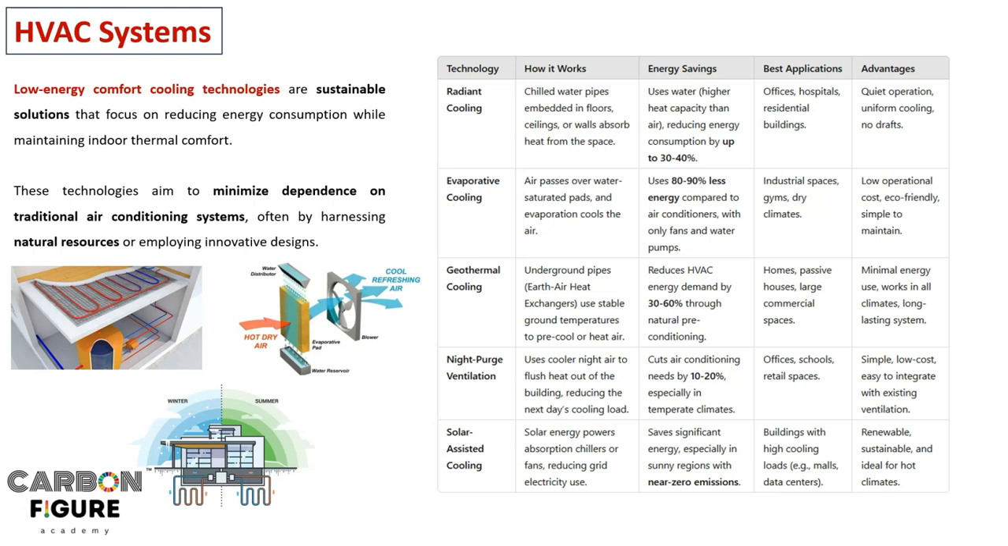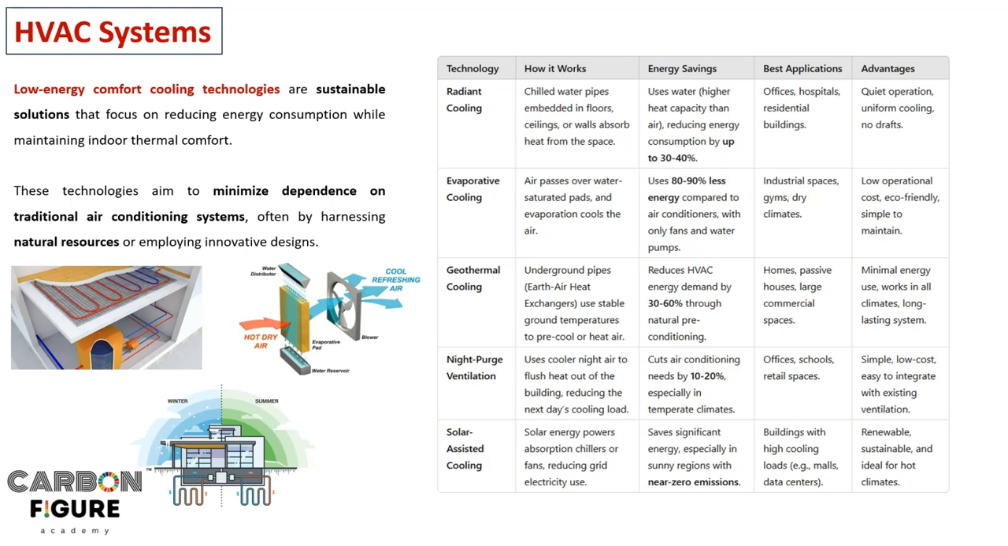Geothermal cooling: underground pipes use stable ground temperature to pre-cool or preheat the air. It can't be installed everywhere, because of the typical temperature required, installation cost, maintenance cost, availability of resources and skilled resources. So based on all these things, it's an option, but still we can't use it everywhere.